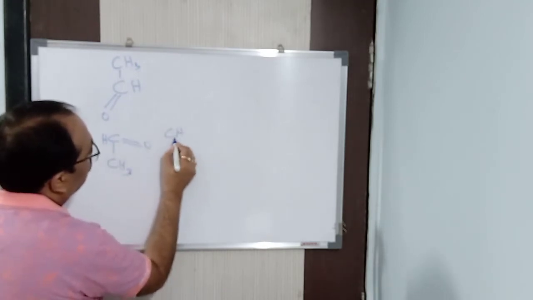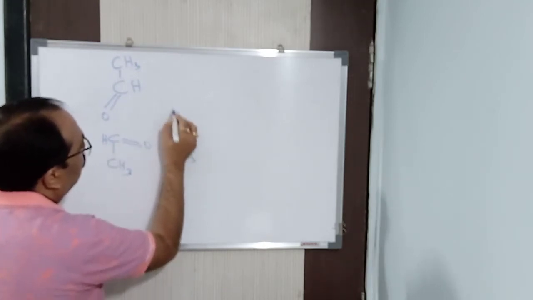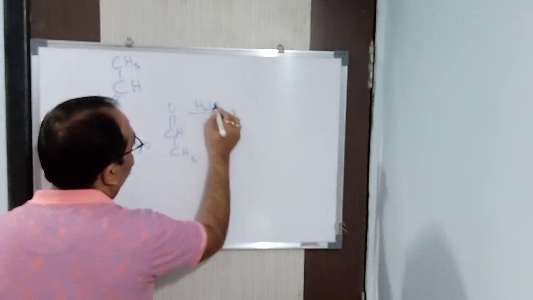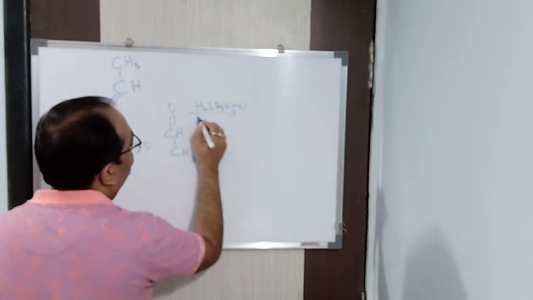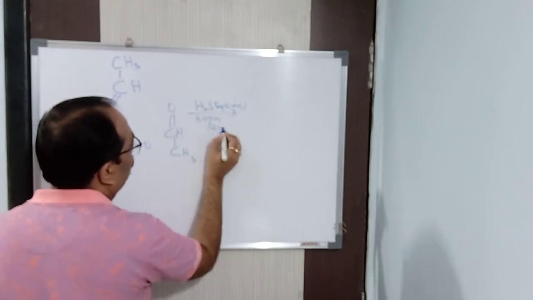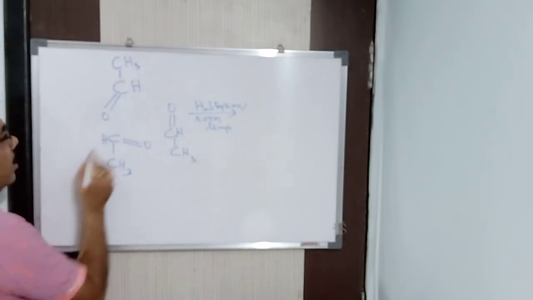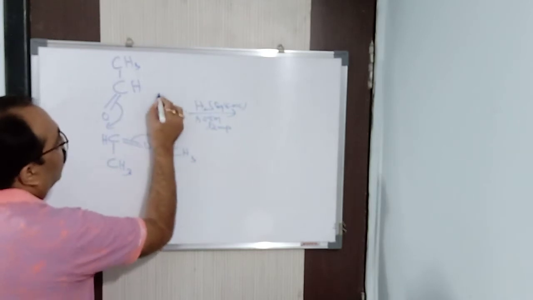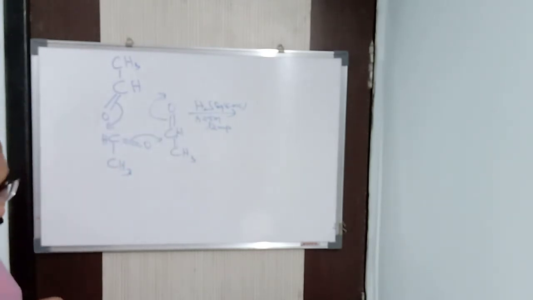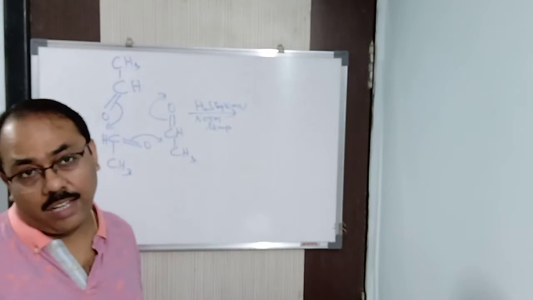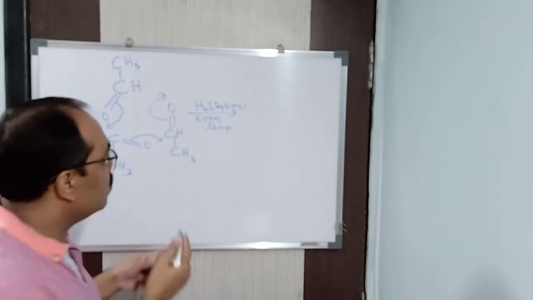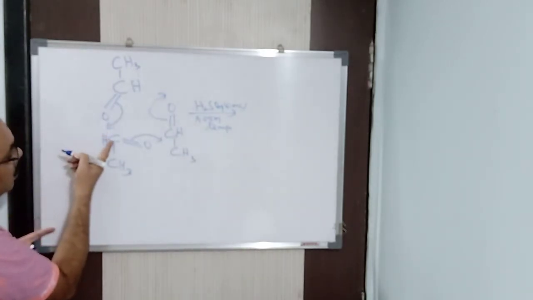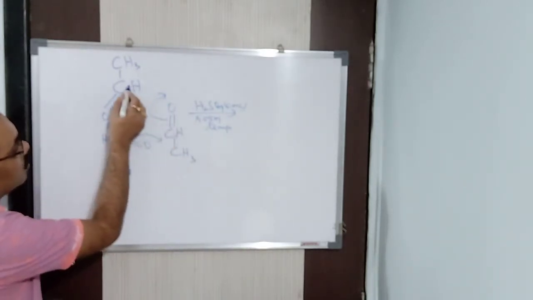Here also the same thing, CH, CH3 and double bond O. So in the presence of H2SO4 conc at room temperature, which just makes the aqueous solution acidic, what is going to happen here? This bond comes here, this bond comes here. Same thing, just like formaldehyde giving trioxane. Here also the same. This oxygen goes with carbon, this oxygen goes with carbon, and this oxygen goes with carbon.